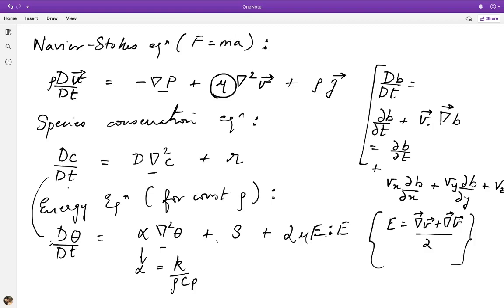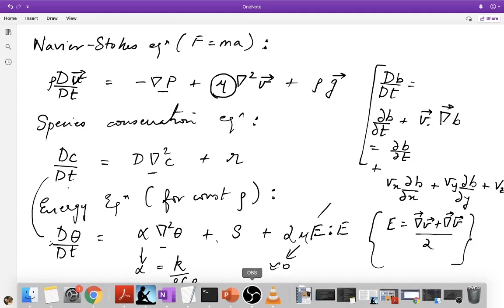But now if you neglect this term, let's say you say that this is approximately 0, as it would be for low flow rates of a low viscosity fluid, then you see that the thermal equation and the species conservation equation look entirely identical. And this is the source of the analogy between heat and mass transport.